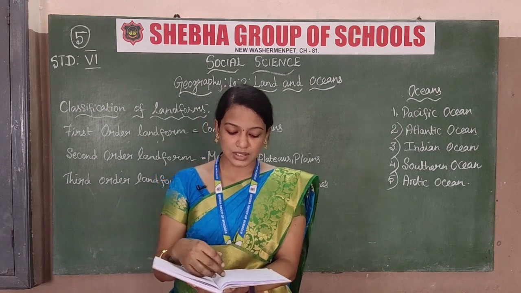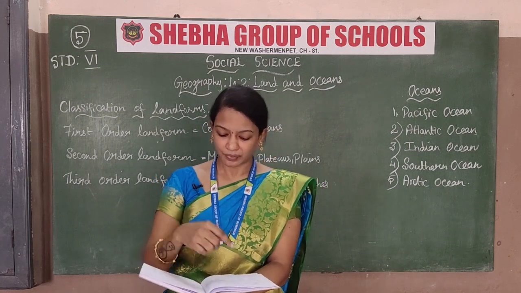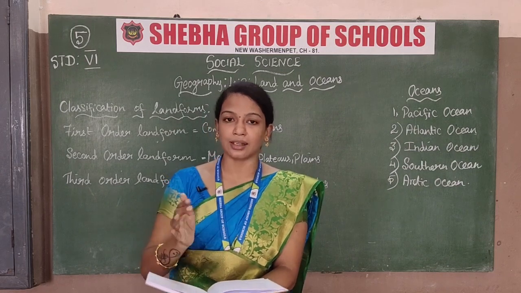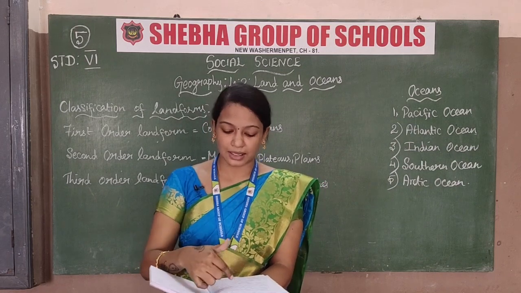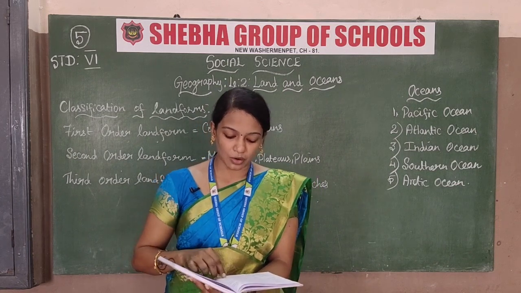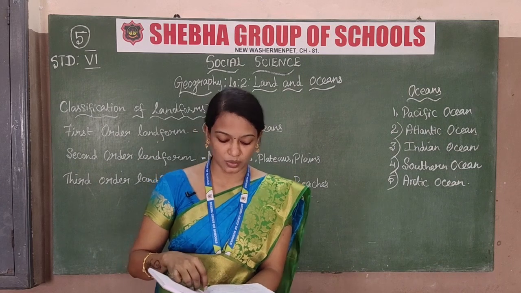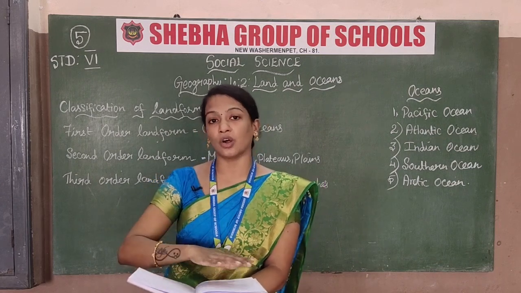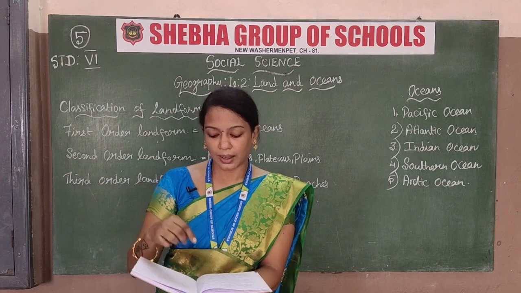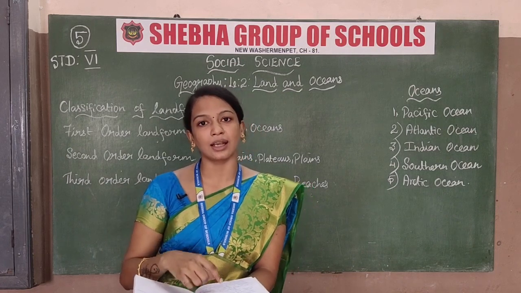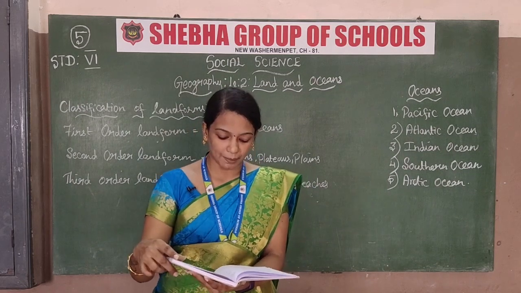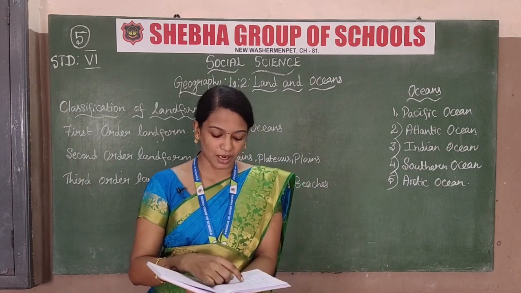The Southern Ocean surrounds the continent of Antarctica. We have the Antarctica continent, and it is surrounded by the Southern Ocean. It is bordered, not bounded, by the southern parts of the Pacific, Atlantic and Indian Oceans.